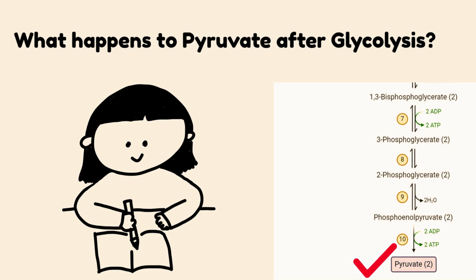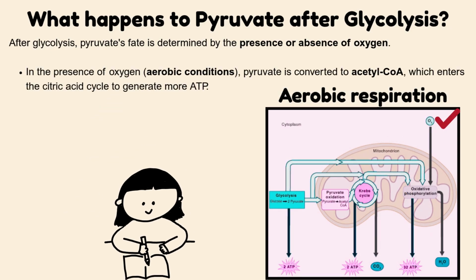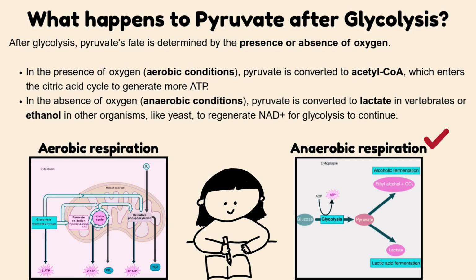What happens to pyruvate after glycolysis? After glycolysis, pyruvate's fate is determined by the presence or absence of oxygen. In the presence of oxygen, aerobic conditions, pyruvate is converted to acetyl-CoA, which enters the citric acid cycle to generate more ATP. In the absence of oxygen, anaerobic conditions, pyruvate is converted to lactate in vertebrates, or ethanol in other organisms like yeast, to regenerate NAD+ for glycolysis to continue.